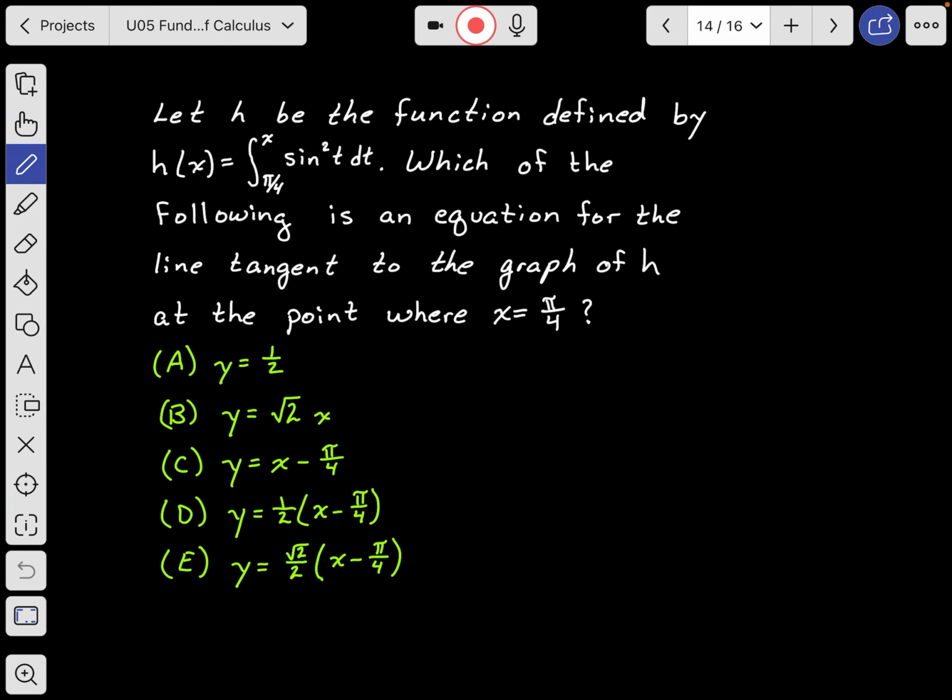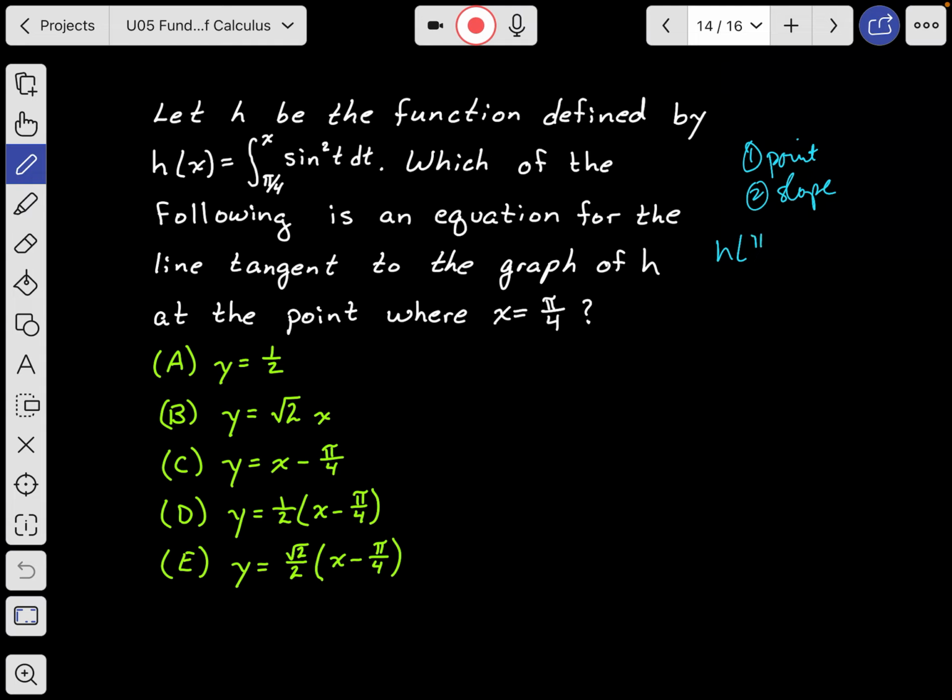Okay, let's take a look at this next one. Let h be the function defined by this integral. H of x equals the integral from pi over 4 to x of sine squared t dt. Which of the following is an equation for the line tangent? So when we're looking at tangent lines, first we need a point, and second we need a slope.